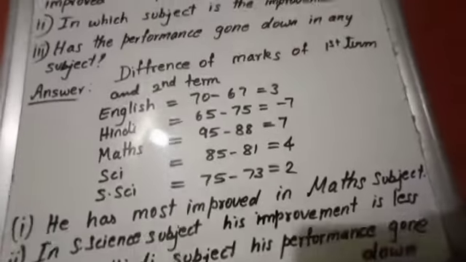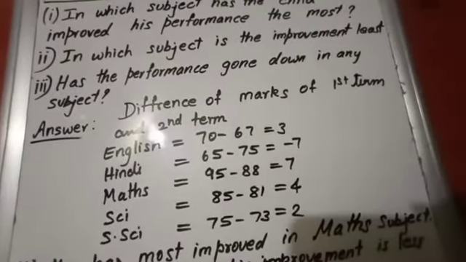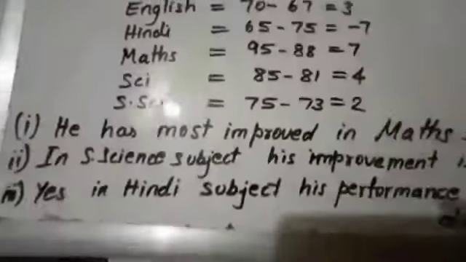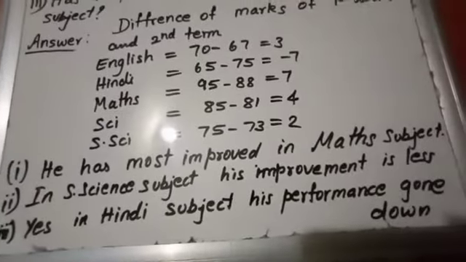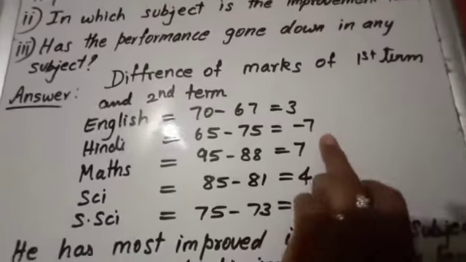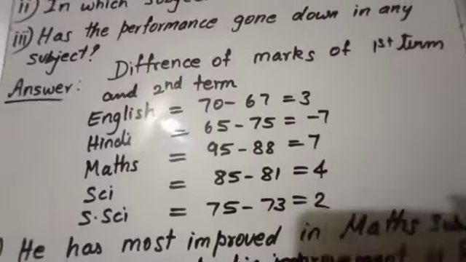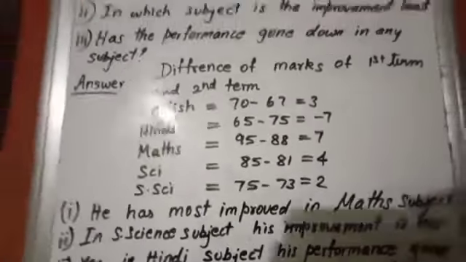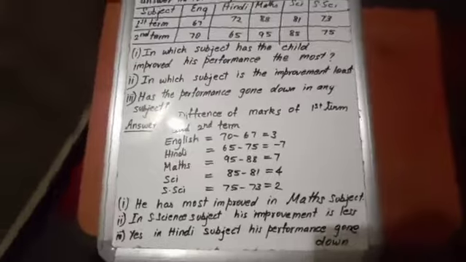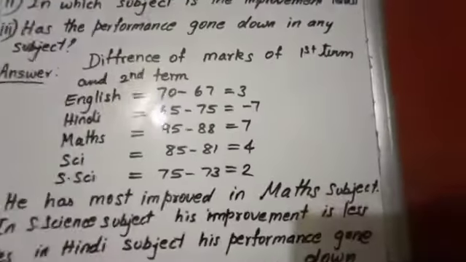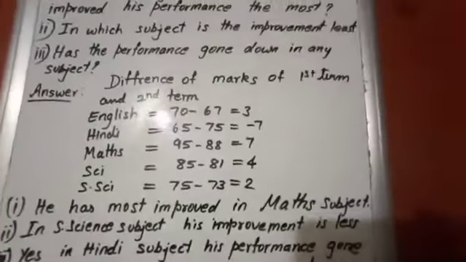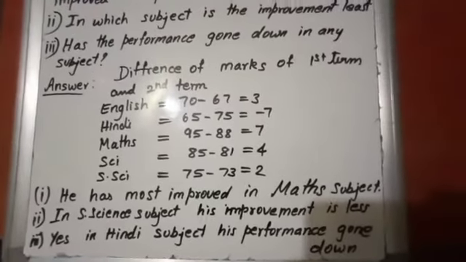Now last question: has the performance gone down in any subject? Yes. The answer you have to write: yes, in Hindi subject his performance has gone down. You can see that it is a negative mark. Hope you understood how to draw a double bar graph and how to answer the following questions. The only thing is, you just have to do it systematically.